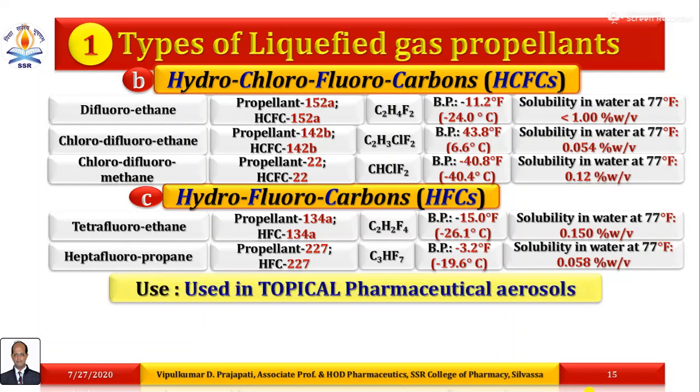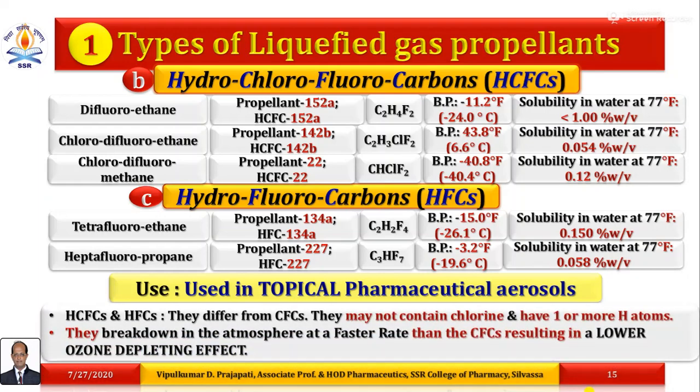They are used in topical pharmaceutical aerosol formulations. Both types, that is hydrochlorofluorocarbons as well as hydrofluorocarbons, differ from chlorofluorocarbons. They may not contain chlorine and have one or more hydrogen atoms. They break down in the atmosphere at a faster rate than the chlorofluorocarbons, resulting in a lower ozone depleting effect. So this is the main advantage.